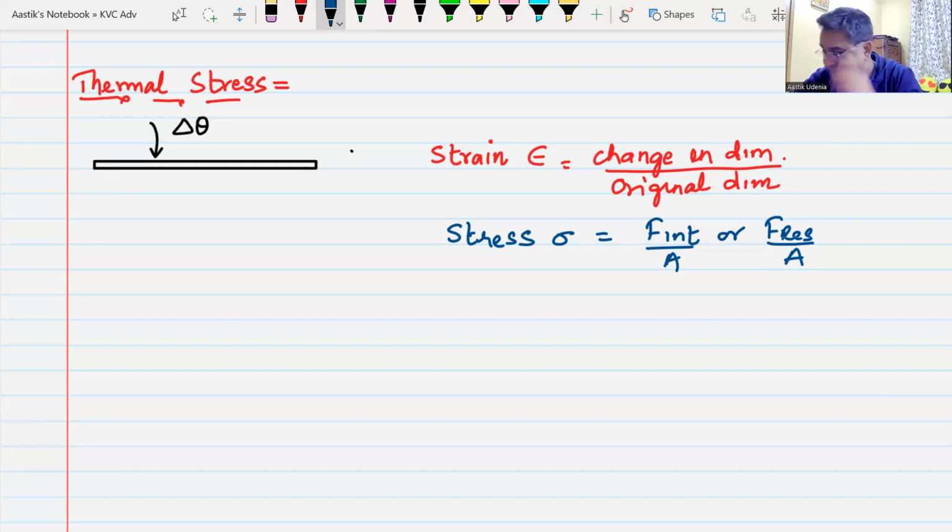Anyways, what comes first, stress or strain? It's a question. Have you seen that stress strain graph? Yes, sir. What is that experiment known as? There is some elastic limit. What is that graph known as?